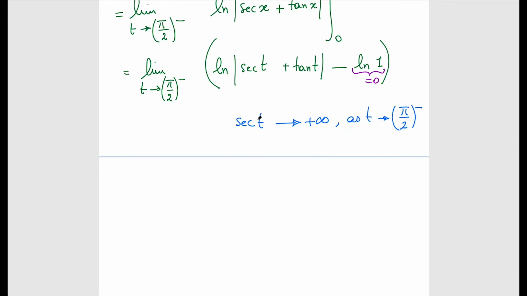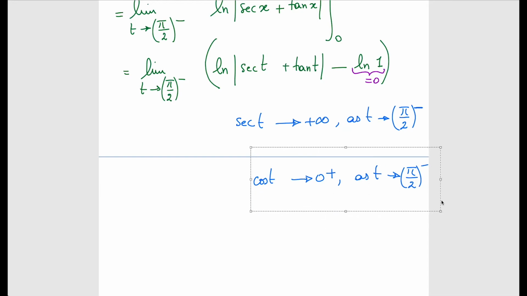Secant of t as t goes to pi over 2 from the left, cosine of t goes to 0 plus, right? So cosine of t goes to 0 plus as t goes to pi over 2 from the left, right? And as such, secant, which is 1 over that, is going to go to 1 over 0 plus. So it's going to go to plus infinity as t goes to pi over 2 from the left. So that's exactly what I said over here.